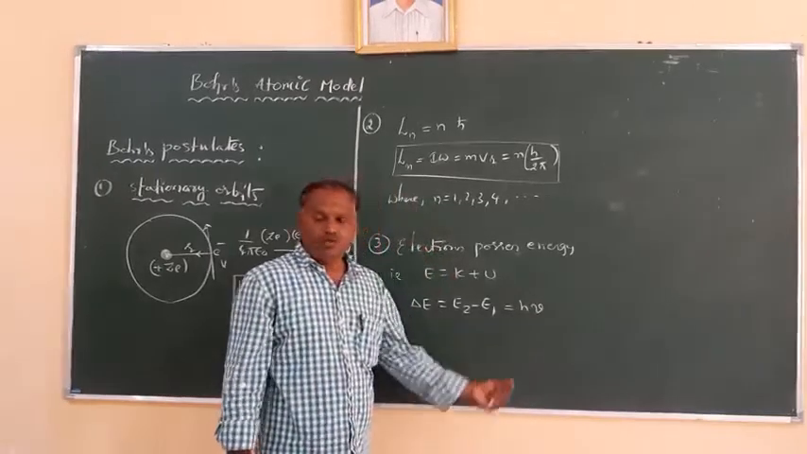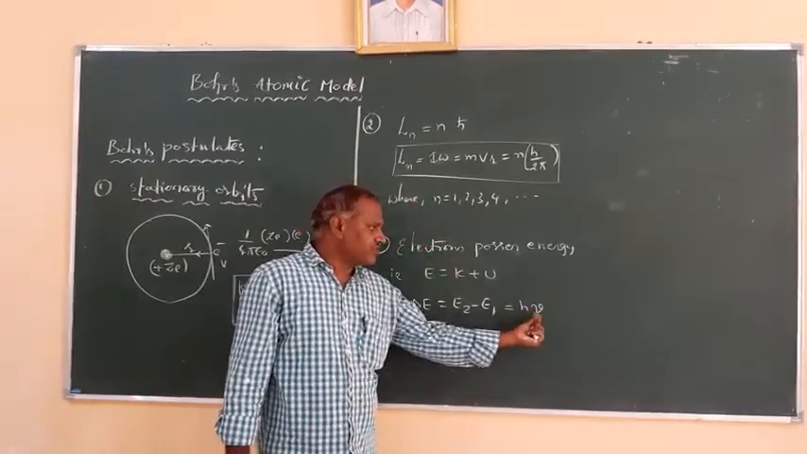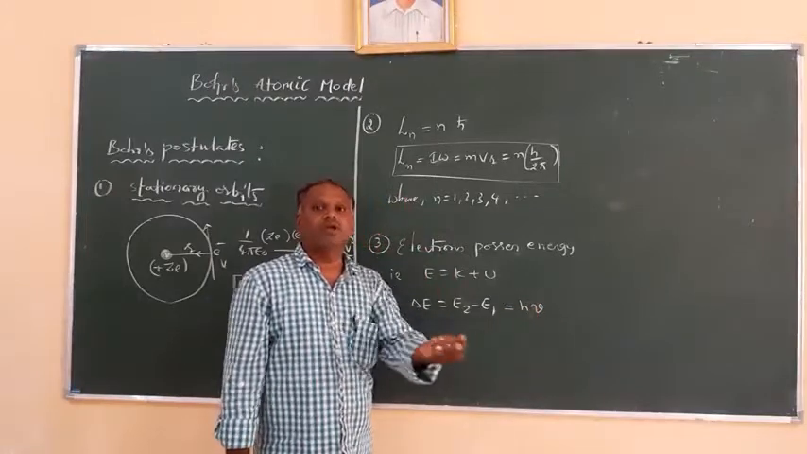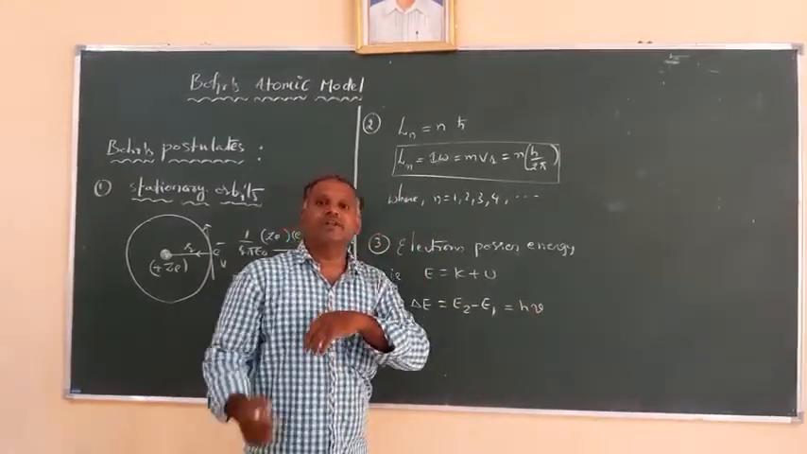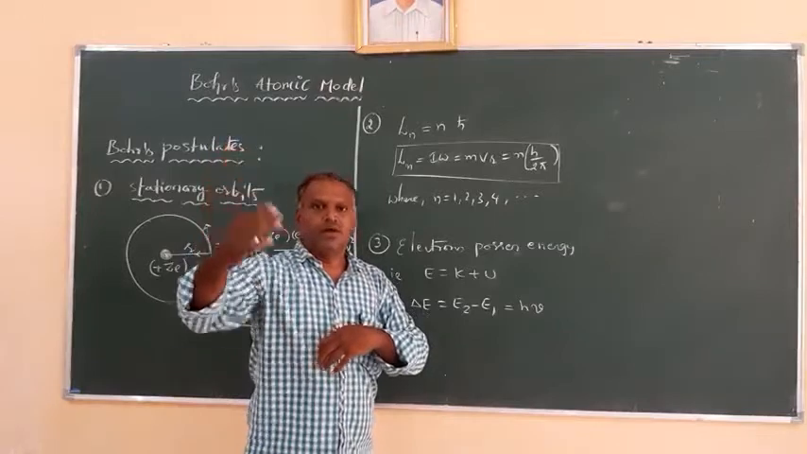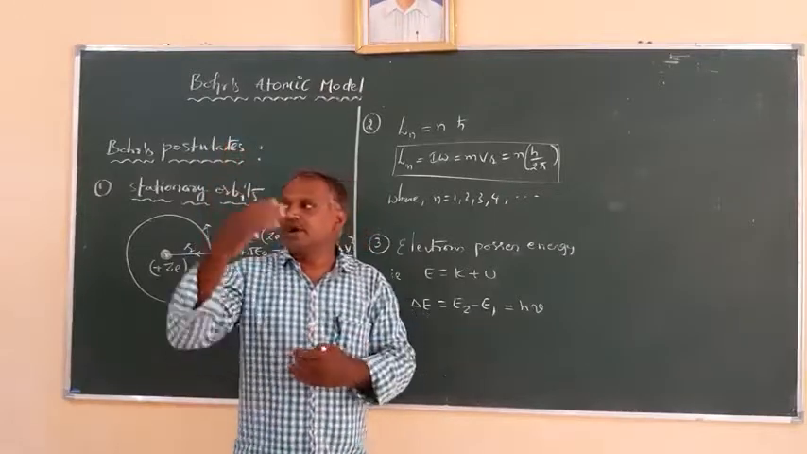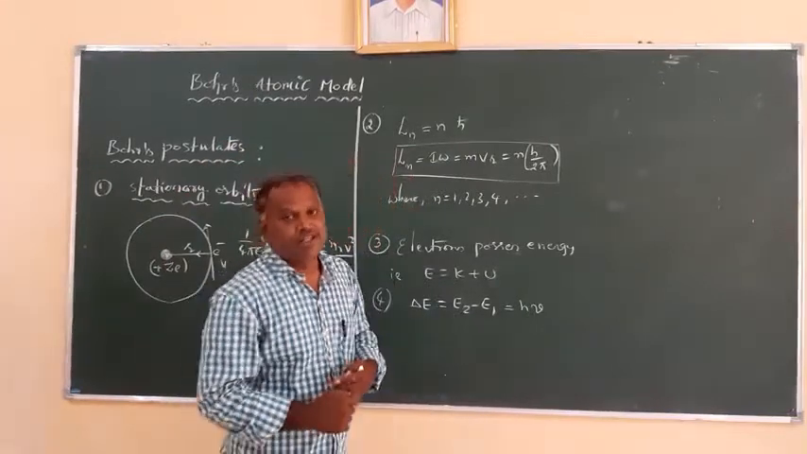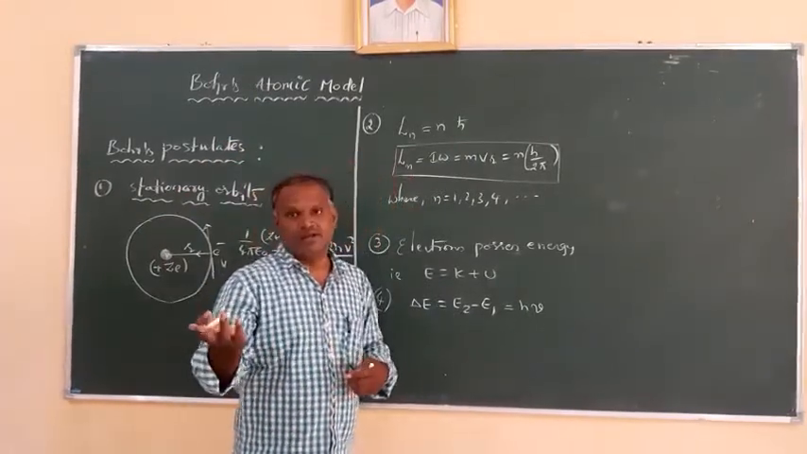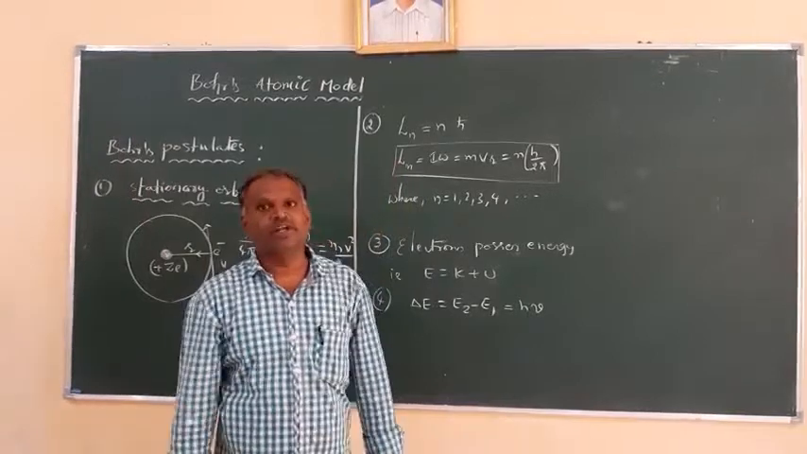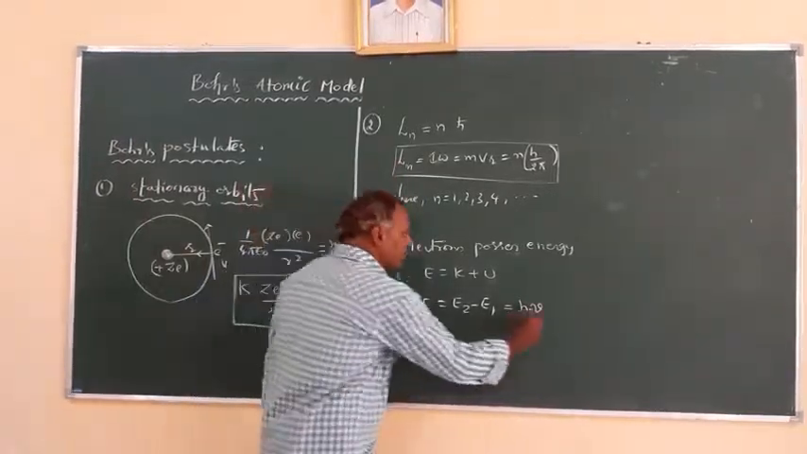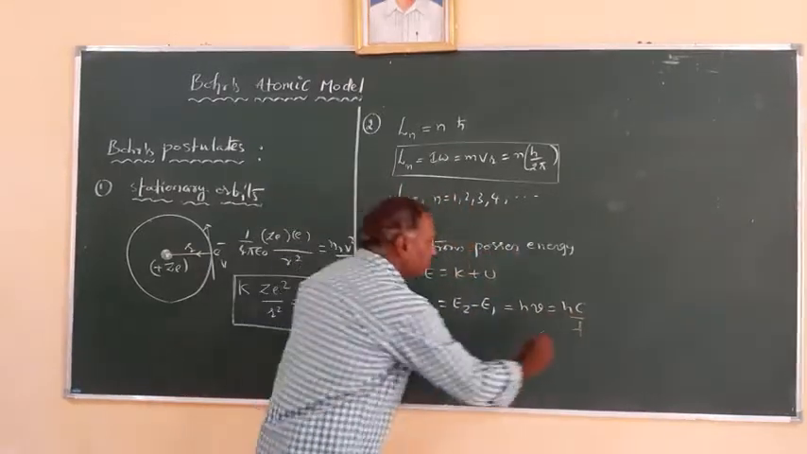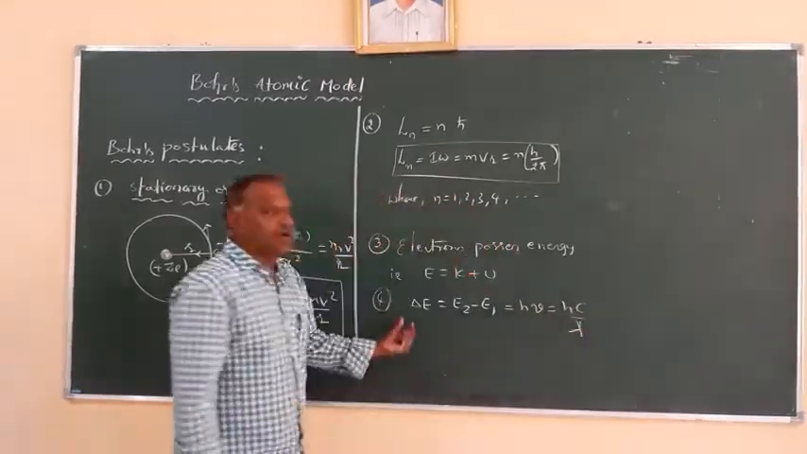That is the amount of frequency. H is the Planck's constant, and nu is the frequency of radiation. So this frequency of radiation is what is absorbed when the electron makes a transition from lower to higher energy. And when the electron makes a transition from higher to lower, the energy is emitted, given out, radiated out. So this is equal to h c by lambda. These are the equations you can observe.